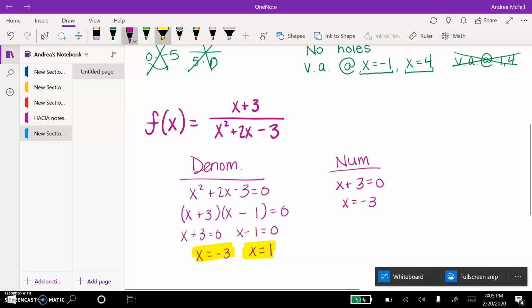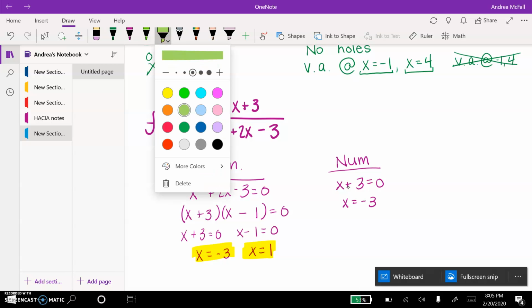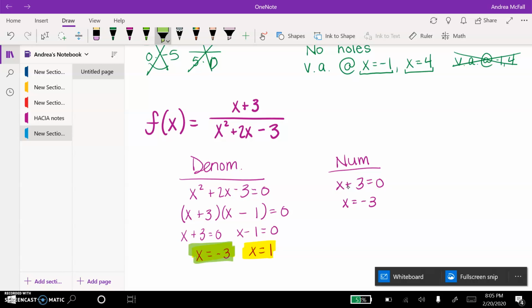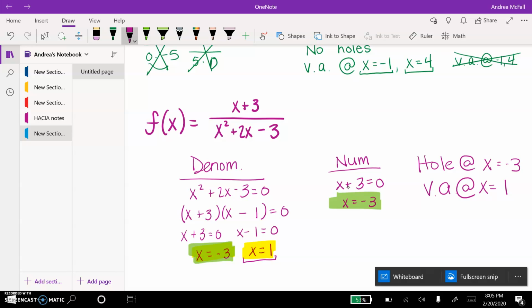Well, when I compare that, I see that suddenly this and this are the same value. So what that means is that because they're the same, I have a hole at x equals negative 3 and a vertical asymptote at x equals 1. X equals 1 did not have a buddy in the numerator, sad face, and so that means that it's just a vertical asymptote. Whereas negative 3, it had a friend up there, and so it makes a hole. Okay?